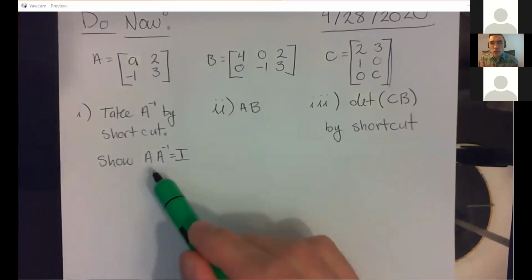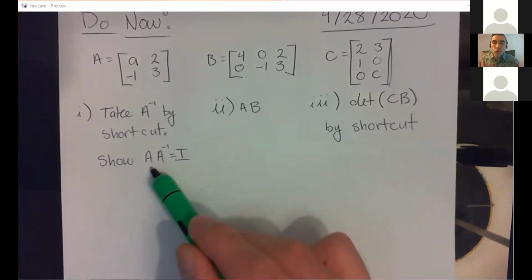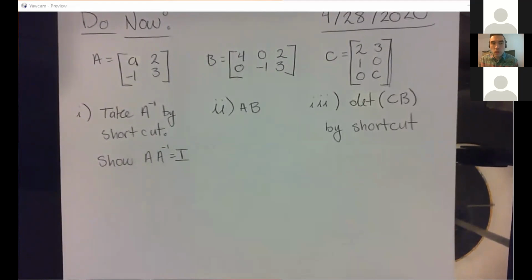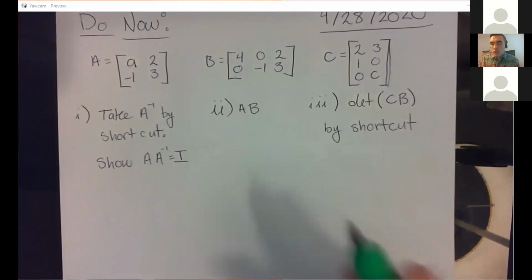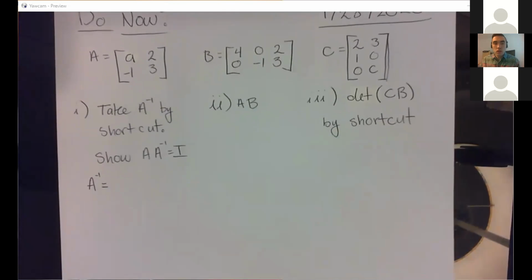Do look for the instruction though. It could be either way. I could give you A times A inverse or A inverse times A, or both, depending on what questions I decide to cut from the test. Nonetheless, A inverse by shortcut, what is that? What is that going to be?